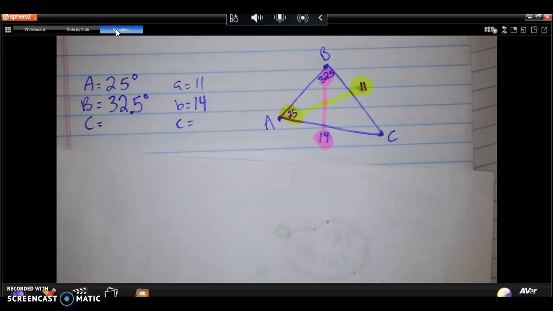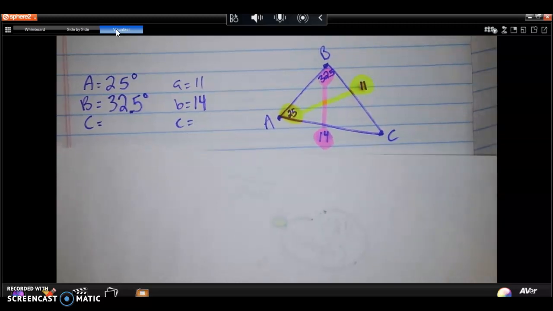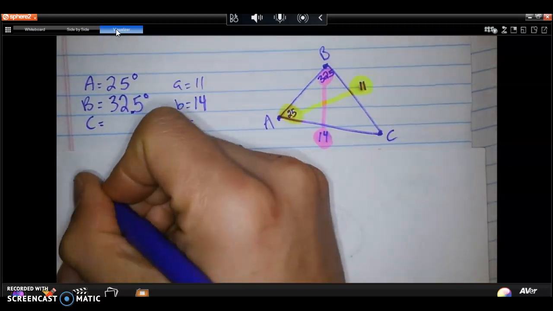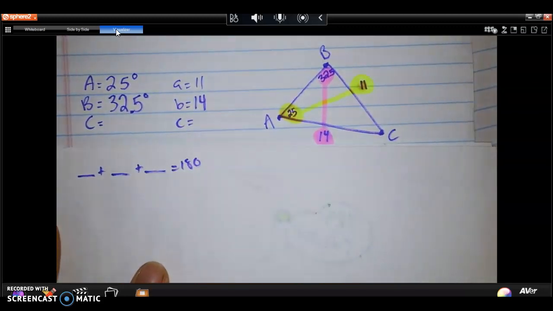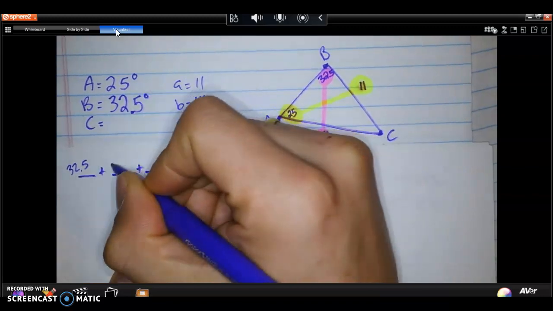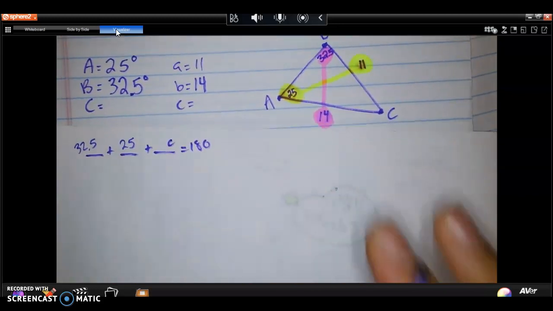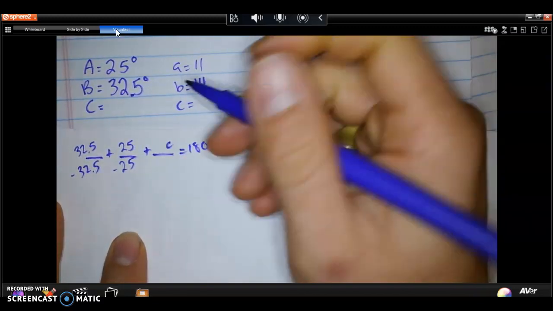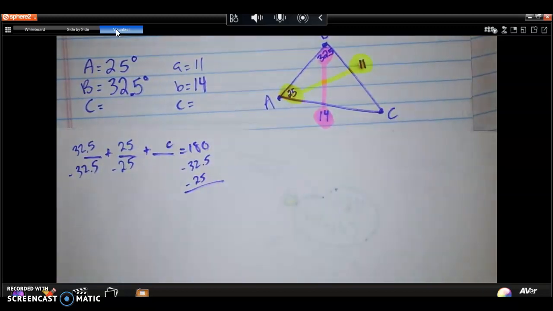Now, this is different based upon each triangle we work with, but if we know two angles of a triangle, this is always true. If we know two angles of a triangle, we know we can find the third one. Remember, all angles in a triangle have to add up to be 180 degrees. So if I know one is 32.5 and I know the other is 25, I'm going to call this C because that's angle C. All I have to do is subtract 32.5 and subtract 25.